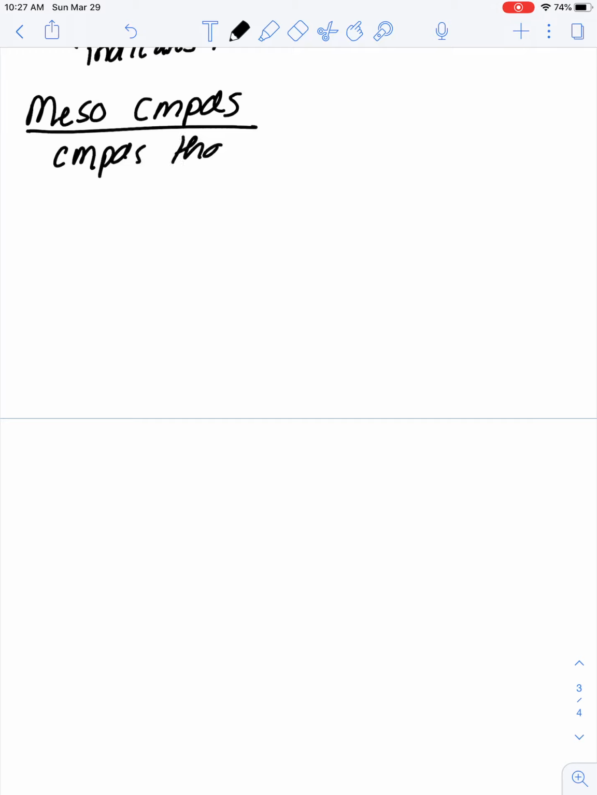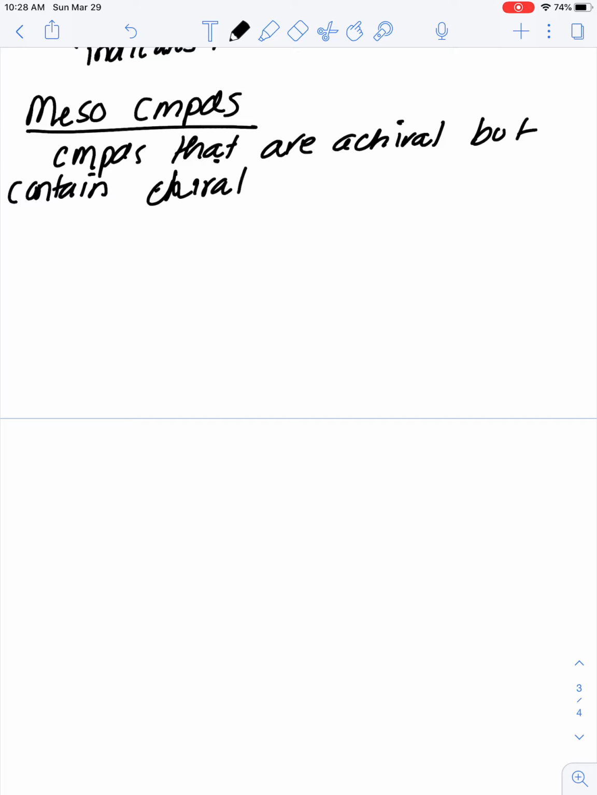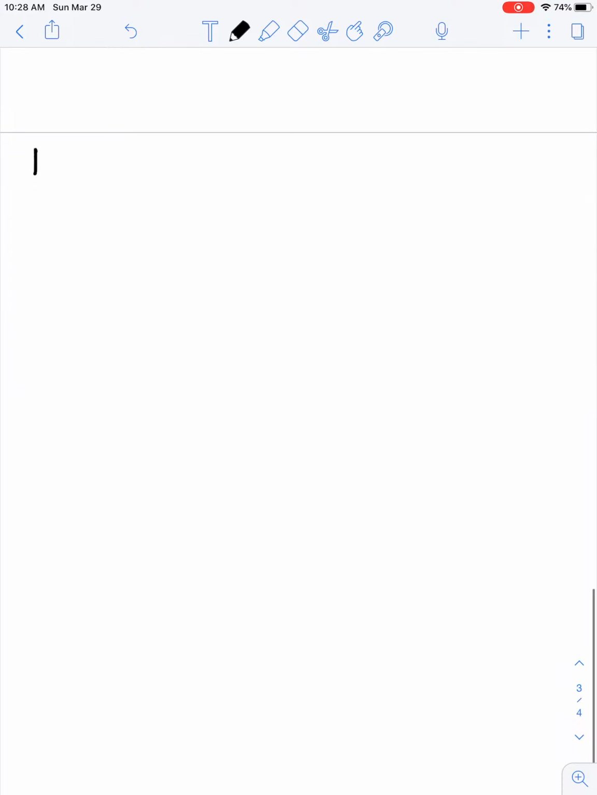Next, we're going to talk about meso compounds. So meso compounds are compounds that are achiral. Again, achiral is going to indicate that they're optically inactive, but they contain chiral centers. So let's look at an example.